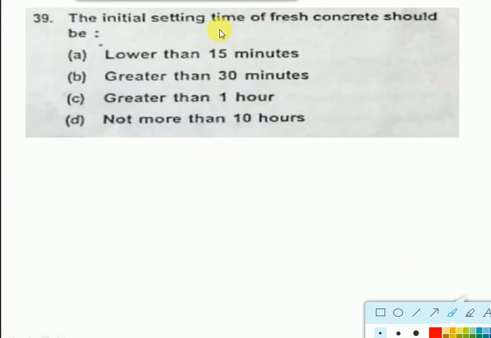The initial setting time of fresh concrete should be. Next question. Initial setting time. Okay, now all will not see the question. They directly take this one because they know cement is less than or greater than 30 minutes.